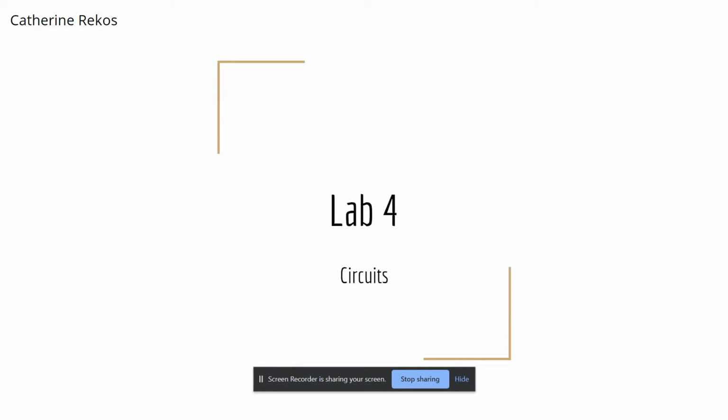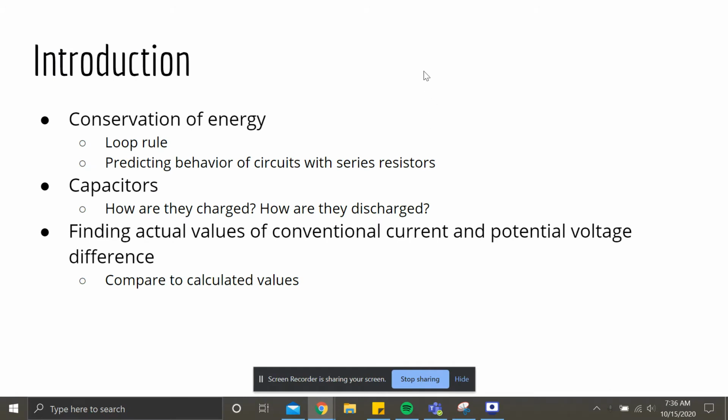This is Lab 4 for Physics 2212 on circuits. This lab was about circuits, and the main purpose was to predict how circuits with resistors in series and parallel would behave. This behavior would fall under conservation of energy and include the loop rule. We also looked at capacitors and specifically how they are charged and discharged and the time dependence of that.